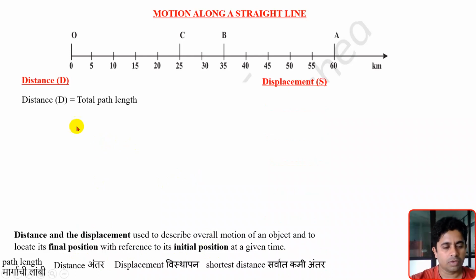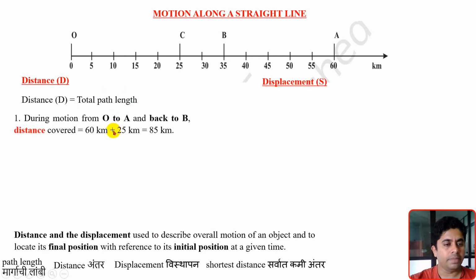First, distance. What is distance? Distance is total path length. We will measure only the path length. We are not bothered about directions, or we are not considering any sign convention. We will simply measure the path length. Let us take an example.